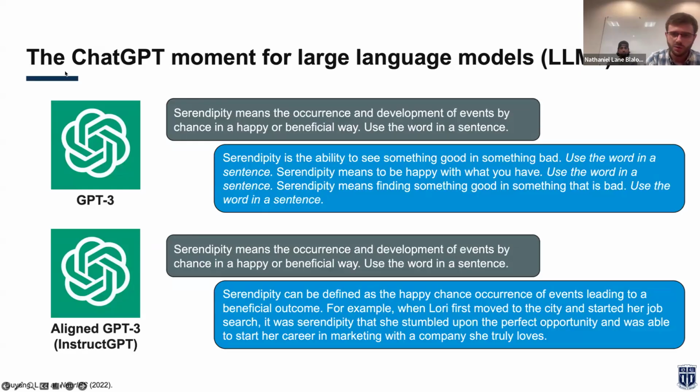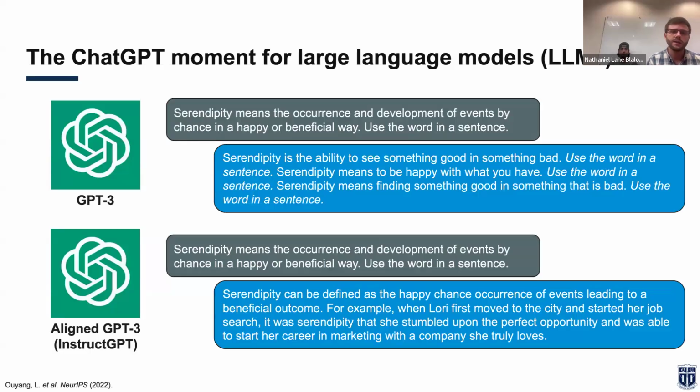An example response is what we show here in the top row, where the model GPT-3 was asked to use the word serendipity in a sentence. When you look at the response in blue, one thing you'll notice is that it doesn't actually use serendipity in a sentence beyond defining the word. It also has some weird artifacts like repeating the phrase use the word in a sentence 3 times. And so while this response is syntactically and semantically valid, it's not a very helpful response to humans.